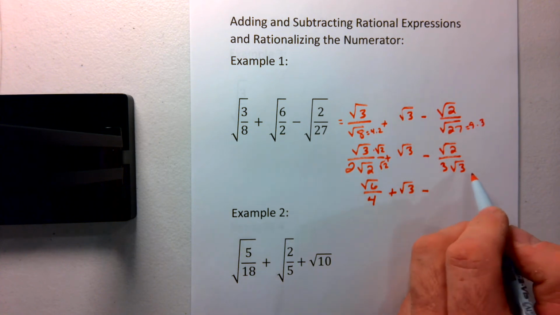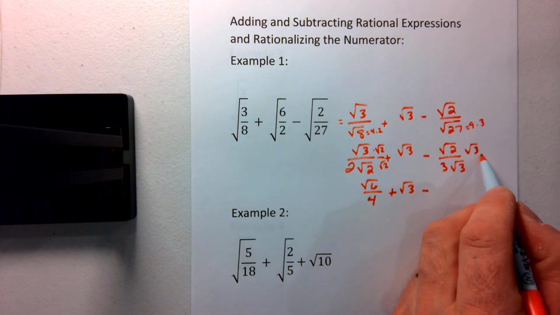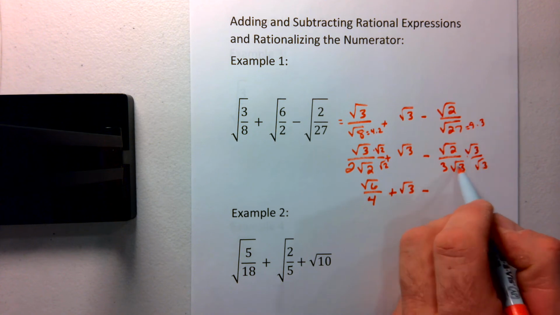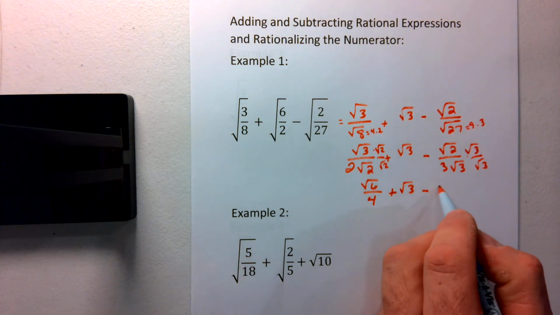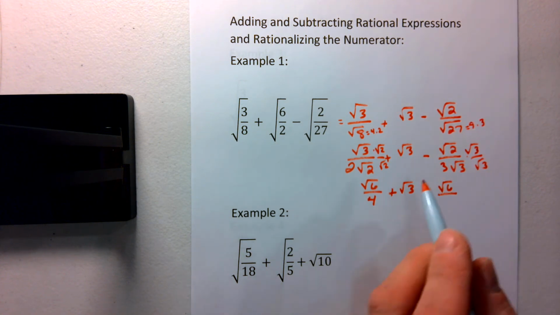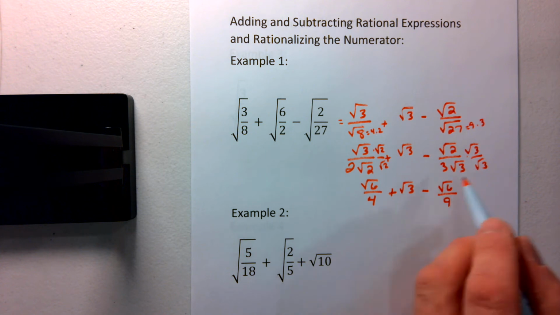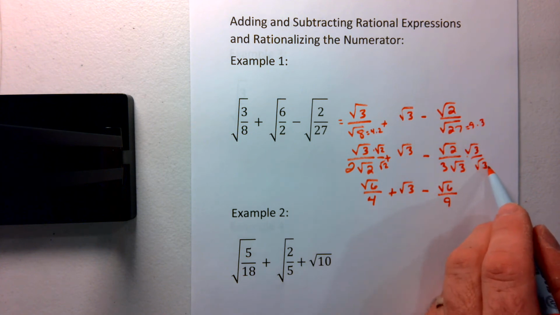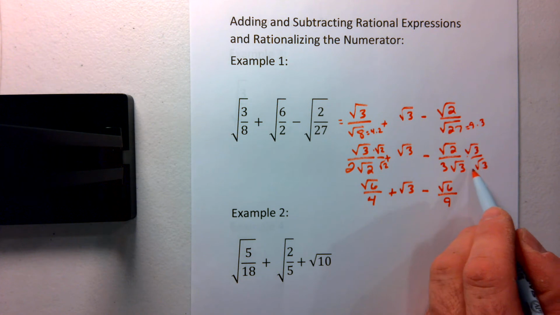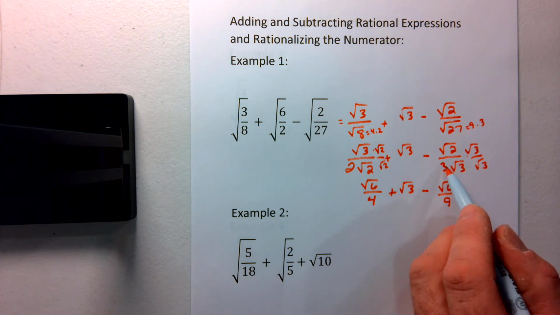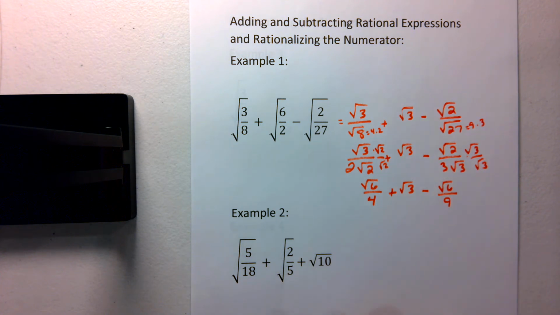Minus, again here, I'm going to multiply by the square root of 3 over the square root of 3 to rationalize that denominator. And I get the square root of 6 divided by 9. Again, the square root of 3 times the square root of 3 gives me the square root of 9, which is 3 times the 3 gives me my 9.